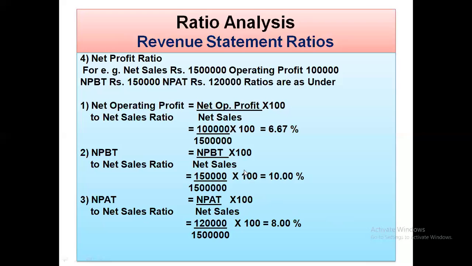Only remember that in case of determination of profit ratio, you may consider the particular profit, either net operating profit, profit before tax, or profit after tax. The said profit is to be divided by the figure of net sales and multiplied by 100. Today we discussed the three profit ratios.